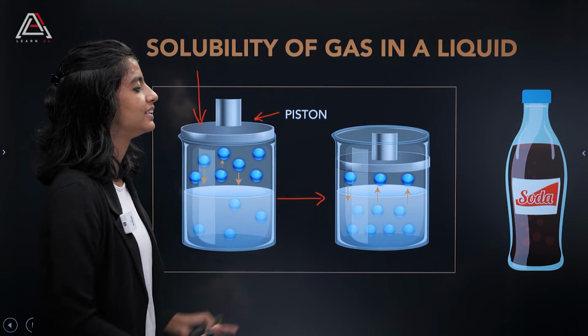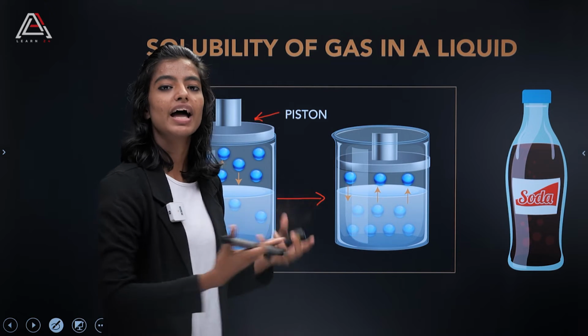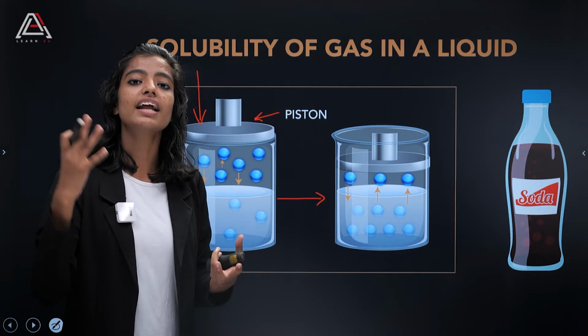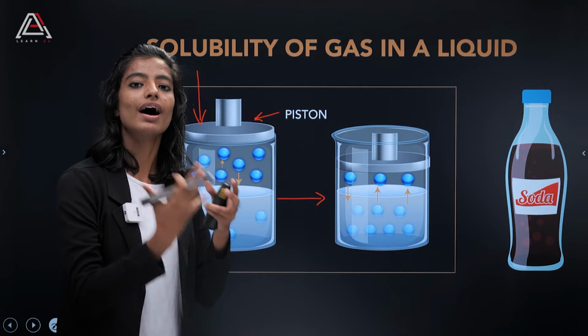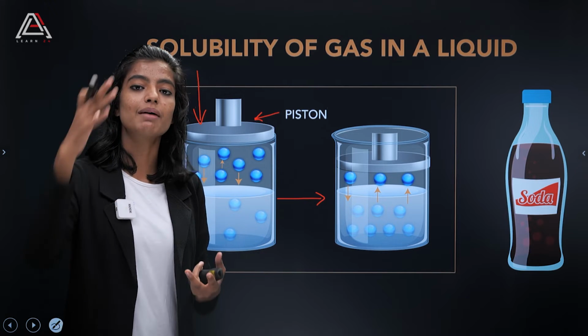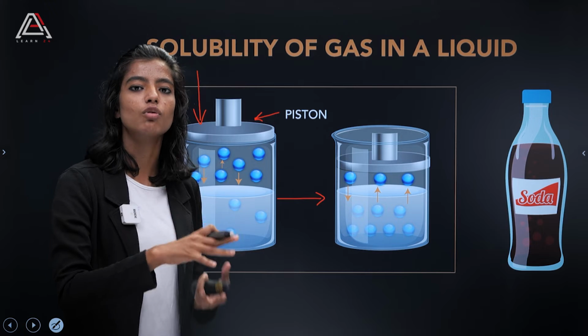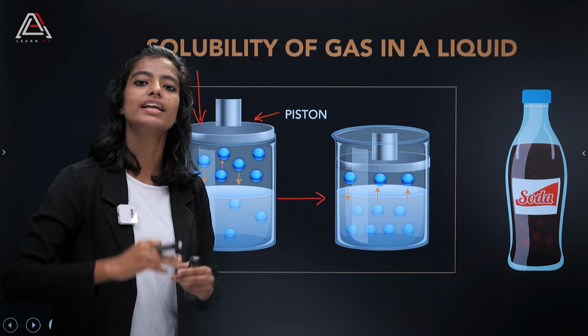This is what we are seeing in the soft drinks. In order to make the soda, I have to mix the water with the carbon dioxide and I have to apply the pressure and close the cap. Now I got the soda water. I have to apply the pressure in order to dissolve that carbon dioxide in that water. Now I got soda. What happens if I remove that cap?